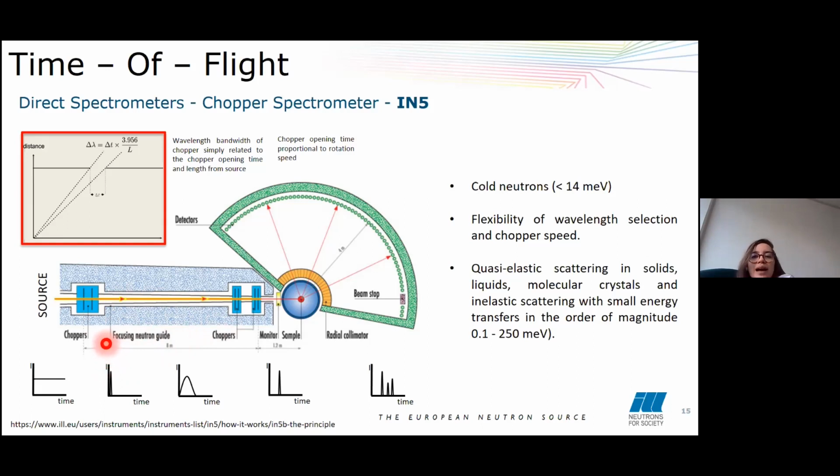So these monochromatic neutron bursts are scattered by the sample, and the scattered neutrons are collected by, again, a huge detector. So we will obtain a three-dimensional spectrum with positions X and Y and time. Well, this instrument works well for quasi-elastic scattering and inelastic scattering with energy transfers in the order of 1.1 to 250 millielectron volts.